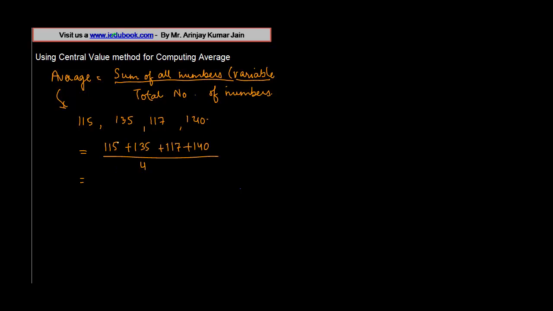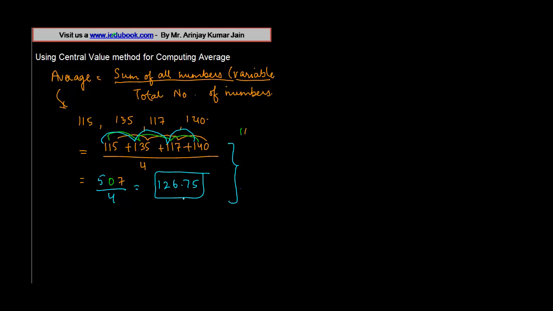It becomes very tedious. 5 plus 5, 10, 10 plus 7, 17, 17 plus 0, 17. So 7, 1 carry. Then 1 plus 4, 5, 5 plus 1, 6, 6 plus 3, 9, 9 plus 1, 10. 0. Again 1 carry. 1 plus 1, 2, plus 1, 3, plus 1, 4, plus 1, 5. 507 divided by 4. And what do you get here? You get 126.75. But if you start doing like this, be rest assured that in competition, you are never going to pass.